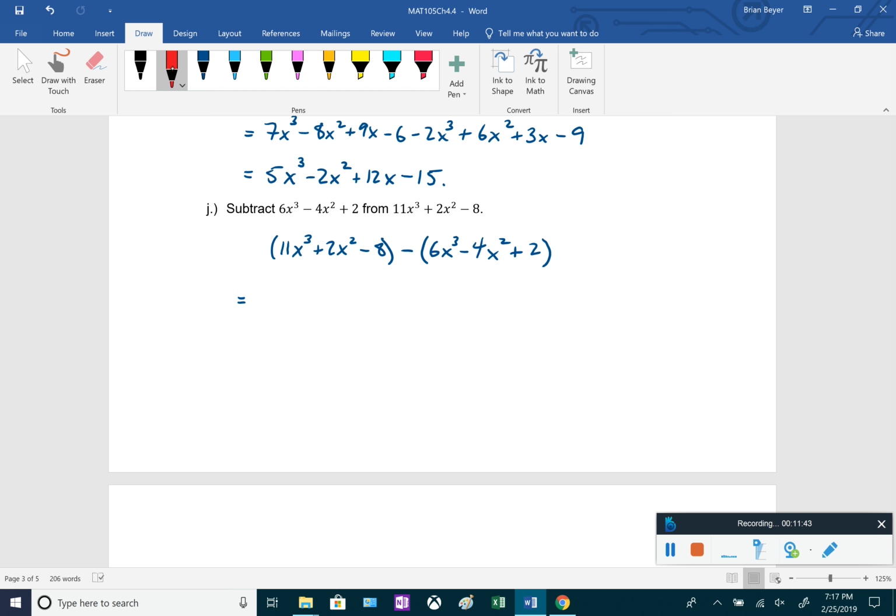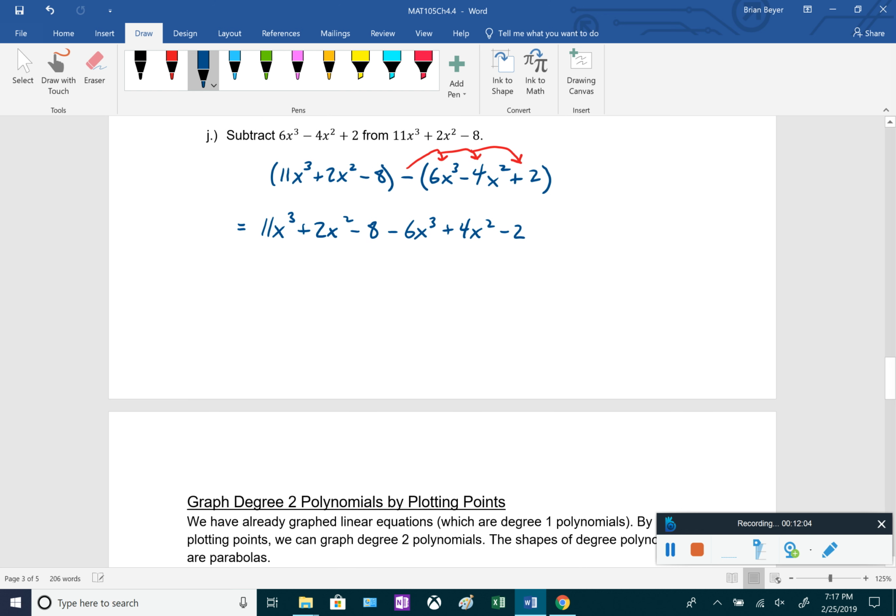I'm going to drop the parentheses from the first one. I just put them there to be organized, and then we need to distribute that negative. So dropping these parentheses, and then distributing the negative: minus 6x cubed plus 4x squared minus 2. Combining like terms, x cubed, we have 11 minus 6, so that gives us 5x cubed. For the x squared, 2 plus 4 is 6, 6x squared. For the constant term, negative 8 minus 2 is negative 10. So 5x cubed plus 6x squared minus 10.